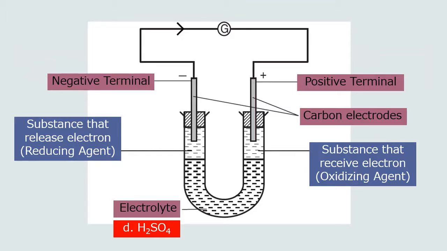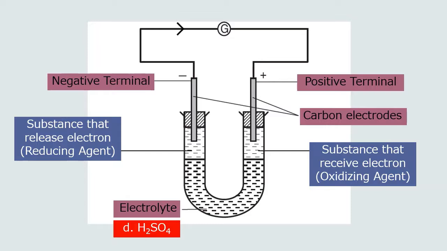Look at this diagram. The U-tube is filled with electrolyte, which is dilute sulfuric acid. The function of the electrolyte is to allow the movement of ions through it. One arm of the U-tube is filled with a substance that releases electrons, which is a reducing agent. On the other arm, the U-tube is filled with a substance that receives electrons, which is an oxidizing agent.